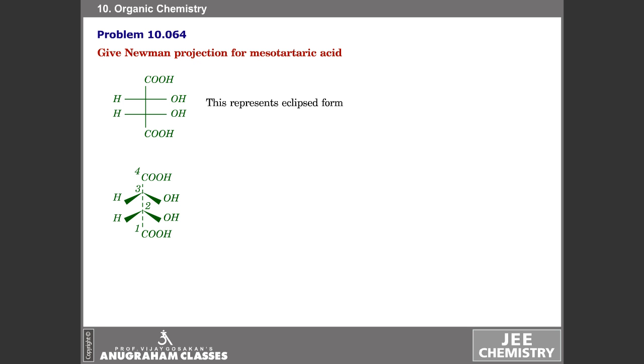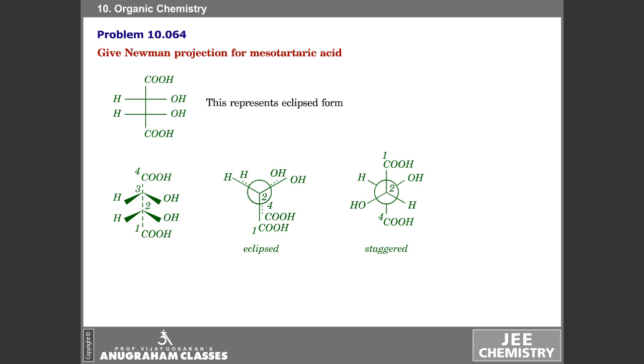So, the first form gives the eclipsed form. But generally, the staggered is the more stable form. So, by rotating the front carbon, we take one of the COOH upwards. So, the second form gives the staggered form of mesotartaric acid.